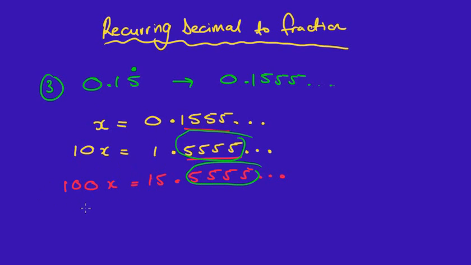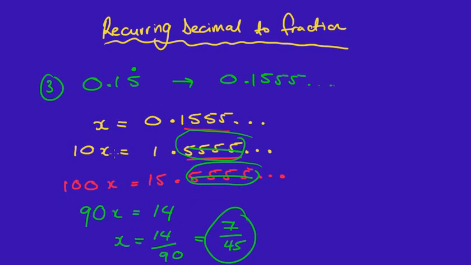So 100x take away 10x is 90x. 15.5555 take away 1.5555 is going to be 14, because the decimals cancel out. So x is going to equal 14 over 90, which could simplify down. Let's halve it: 7 over 45. And that's going to be my simplified fraction. Once again, I can put that in my calculator, press the SD key, and hopefully 0.1555 will occur.